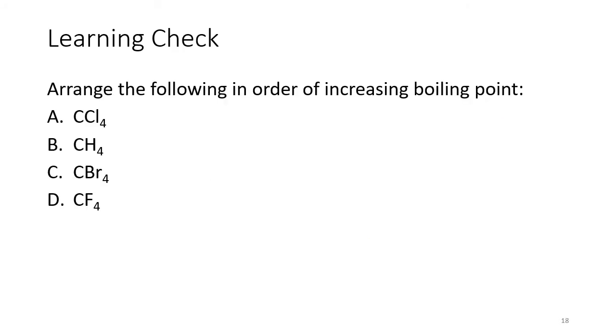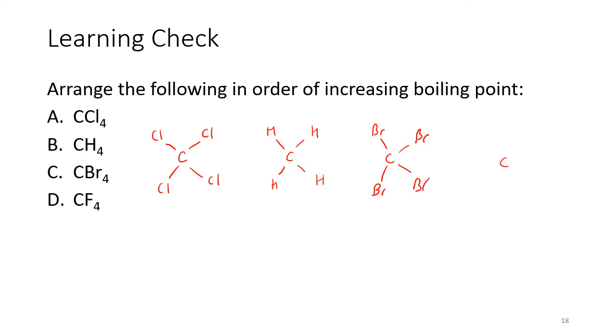Arrange the following in order of increasing boiling point. Before we decide which one's going to boil the highest and which one's going to boil the weakest, we should figure out what intermolecular forces are present and then rank them based upon their intermolecular forces. We have CCl4, CH4, CBr4, and CF4.